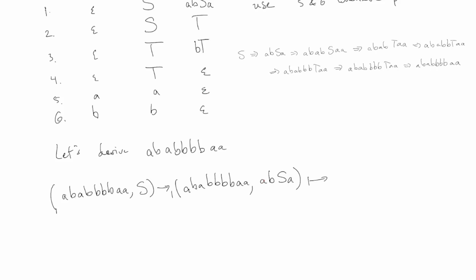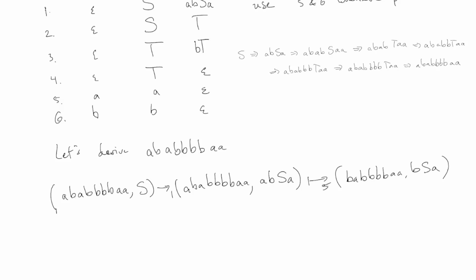So doing step 5 now. I read the A on the string part, so now it says B, A, B, B, B, B, A. And then the stack part, the A gets popped and replaced with nothing. So now it says B, S, A. That was rule number 5.